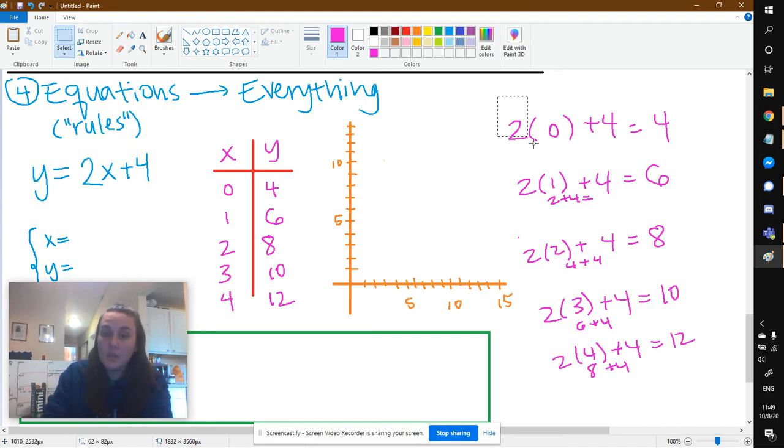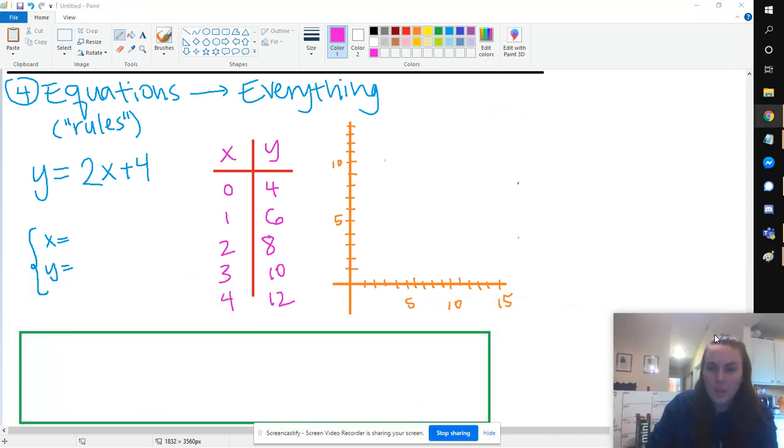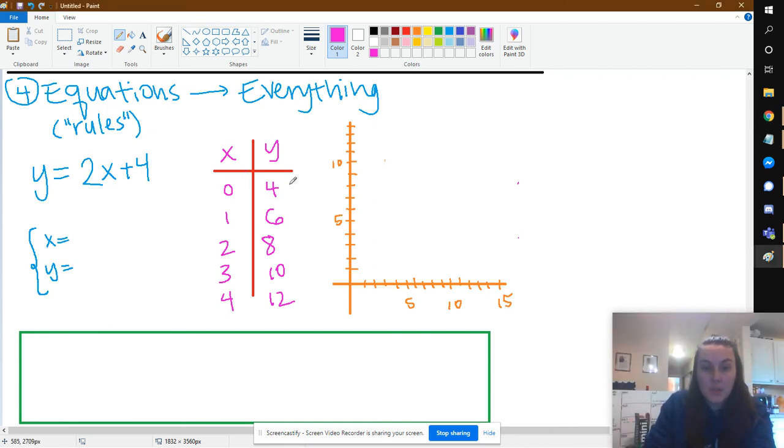What we also could have done is plugged in just one of these. Say we had just plugged in 0 here and got that it was 4, we could then use our rate of 2 over 1 to add 2 to our y and add 1 to our x. I like the plugging in version, but y'all can do what you want. So that's from equation to table.